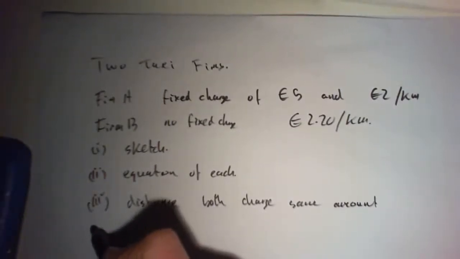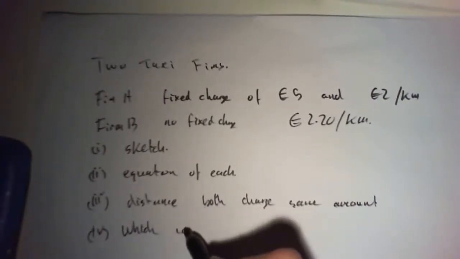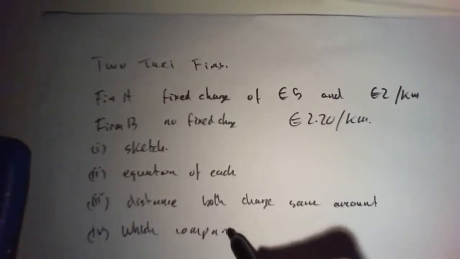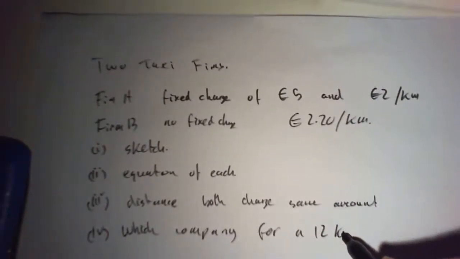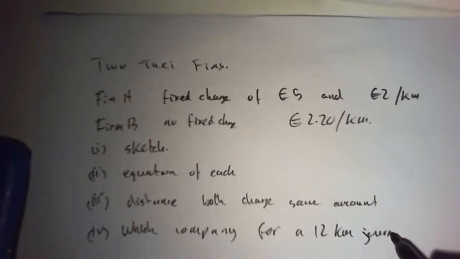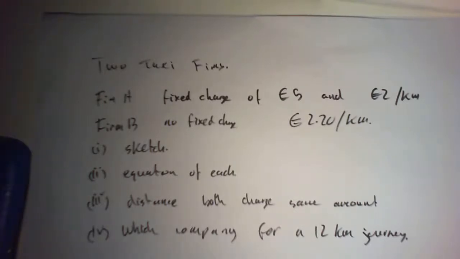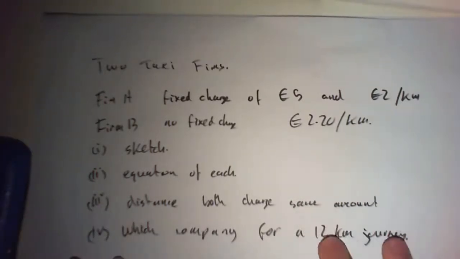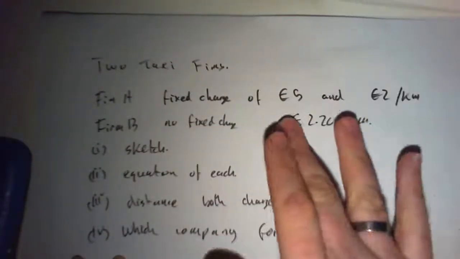That's easy enough. And part 4, which company for a 12-kilometer journey. So there's a lot of information there that we're going to have a go at. We review it before we do it so we can get an idea. Two taxi firms, firm A, firm B, both have information to help us.